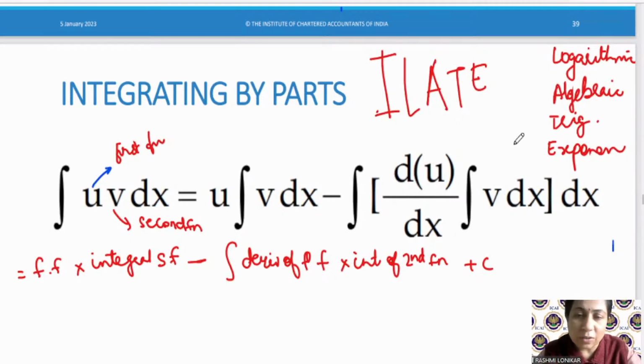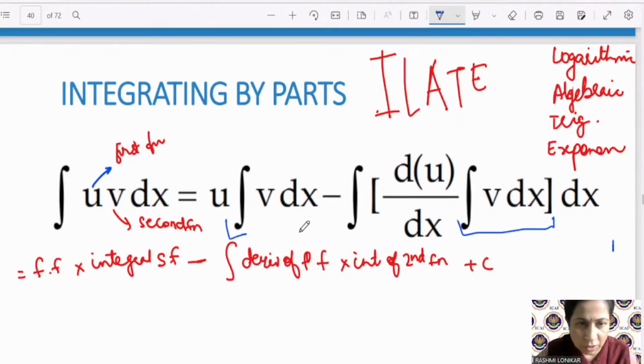You can see that this portion and this portion are the same. The integral of v dx is there in the first term and it is there in the second term also, and plus c is always there for integration. Now the rule is ILATE.